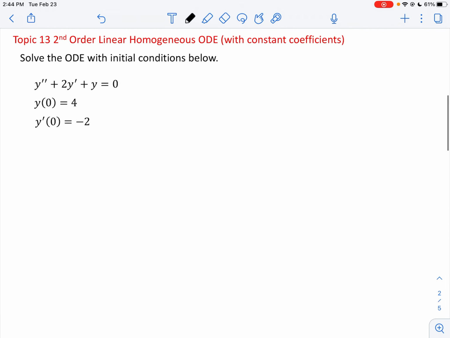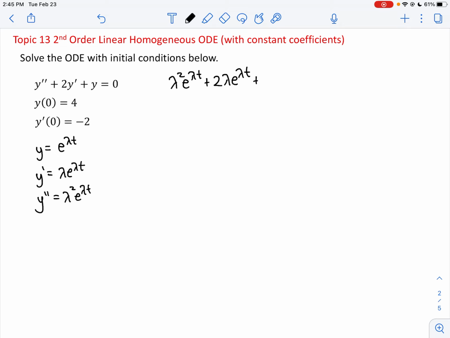Following the same thing, we're going to assume that y equals e to the lambda t is a solution to the differential equation that's presented right here, which means that y prime is lambda e to the lambda t, and y double prime is lambda squared e to the lambda t. Now we substitute these into the differential equation. That gives me lambda squared e to the lambda t, that's my y double prime, plus 2 times y prime, so 2 times lambda e to the lambda t, and then plus just y, so plus e to the lambda t, is equal to 0.